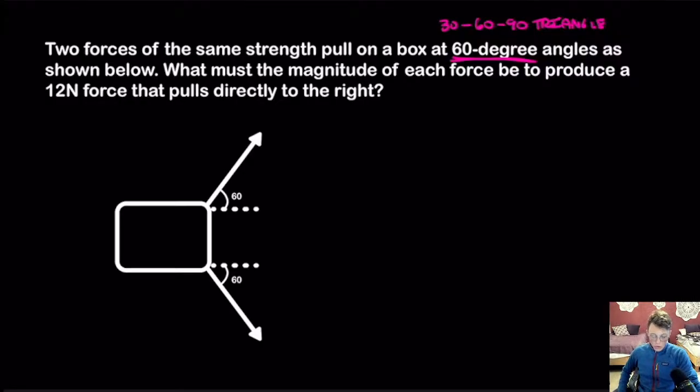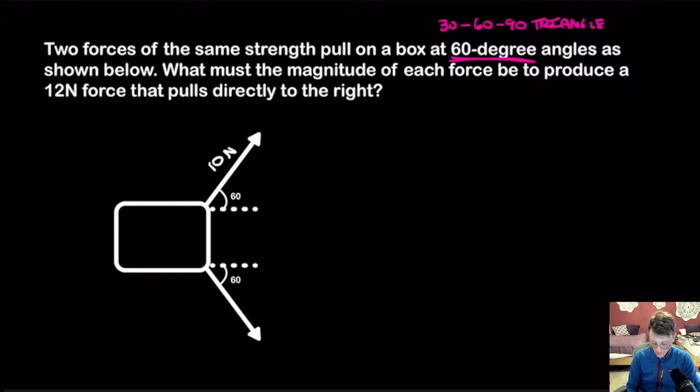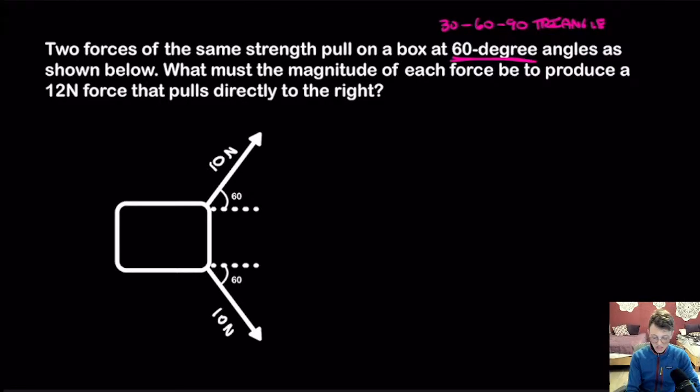So a couple things that we know. We know that both of these forces are the exact same strength. So for example, if this guy is 10 newtons, this guy would have to also be 10 newtons. That's pretty easy. And then what we know is that we want them to produce a 12 Newton force that pulls directly to the right. So that means that whatever gets pulled this direction, this needs to be a total of 12 newtons.